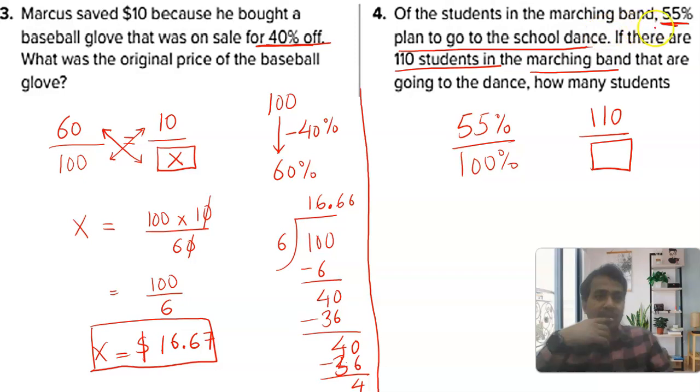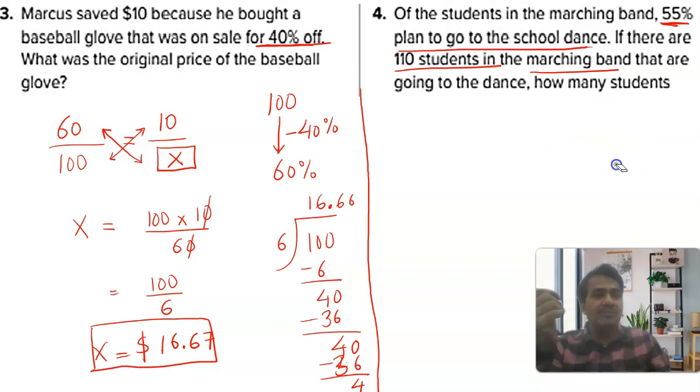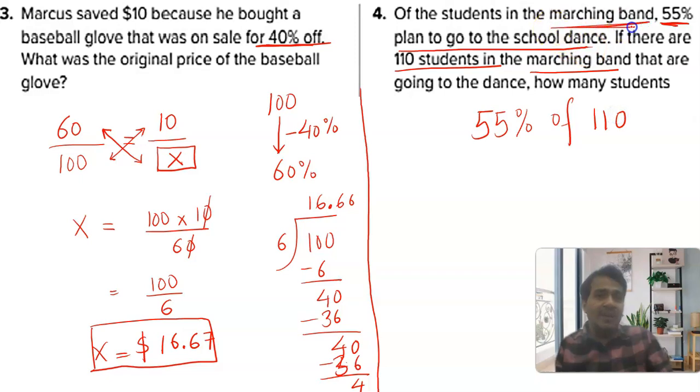Of the students in the marching band, 55% plan to go to the school dance. There are 110 students in the marching band. How many are going for the dance? Okay, so basically the earlier idea will not work. We need to find 55% of 110 because the marching band has 110 students, out of which how many are going for the dance? They're asking. 55% of 110 are going for the dance.